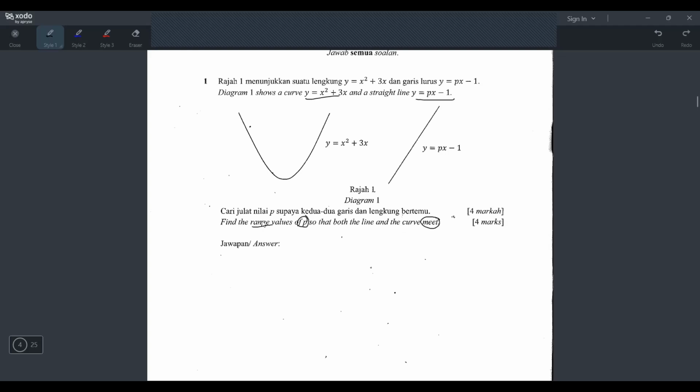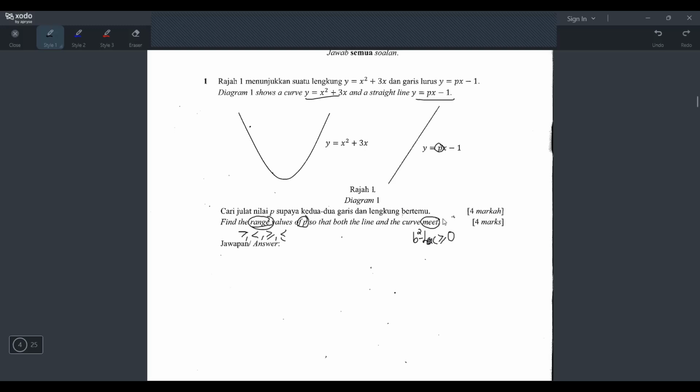Whenever you see the word find range, it means your answer later mesti ada simbol bigger ataupun smaller ataupun bigger sama dengan, smaller sama dengan, right? Because range means your answer will have this symbol, okay? And what they want to find is range of p, which is referring to this p, but they say the condition here is the curve and the line they will meet, but they never say meet at 2 points or meet at 1 point. So what you have to do here is you have to do b square minus 4ac bigger or sama dengan 0, right?